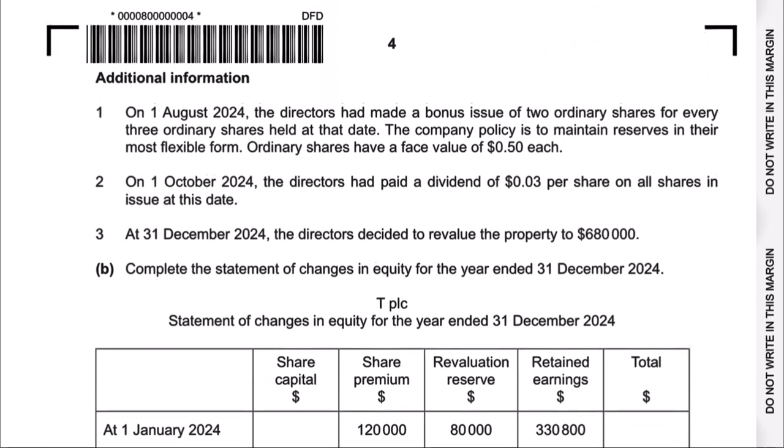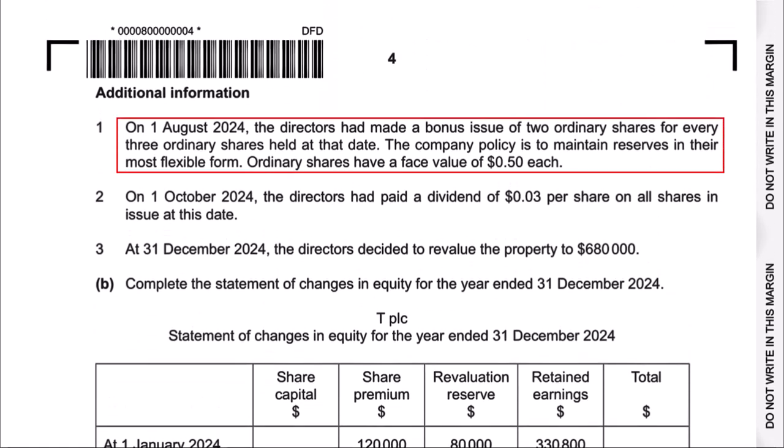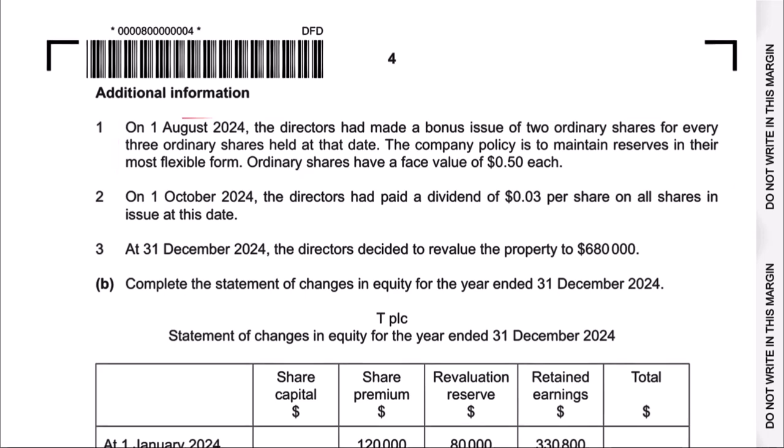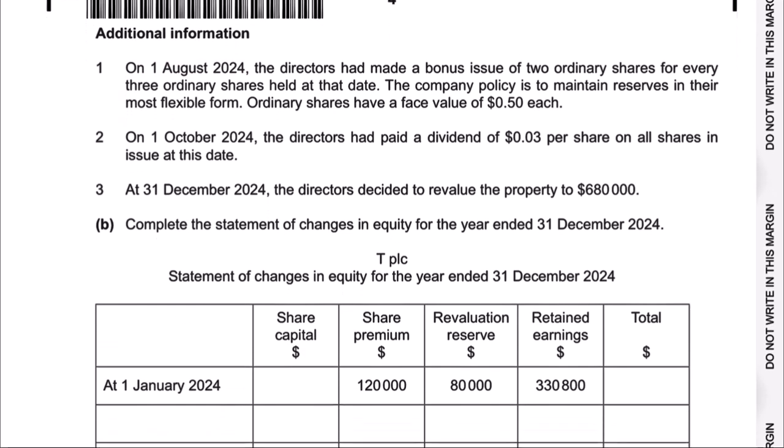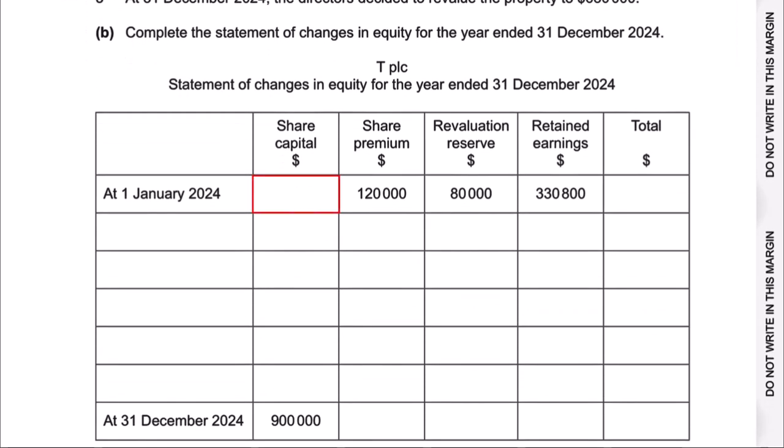Additional information number 1 is on 1 August 2024, the directors had made a bonus of 2 ordinary shares for every 3 ordinary shares held at that date. The company policy is to maintain reserves in their most flexible form. Ordinary shares have a face value of $0.5 each. For the bonus issue on August 1, we do not know the share capital as of January 1. However, the share capital of December 31 is $900,000 and this is given.